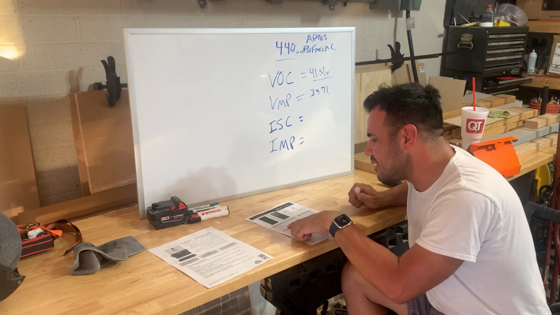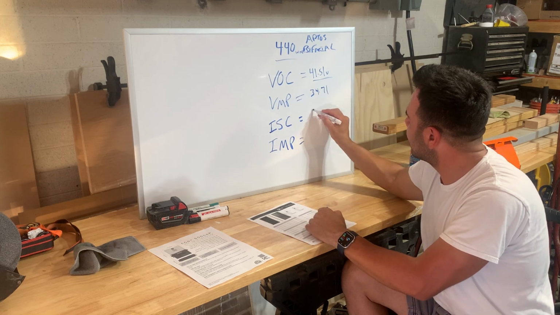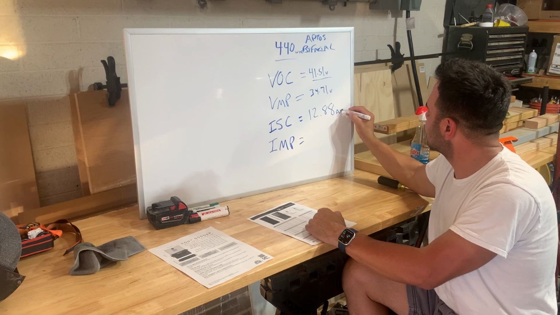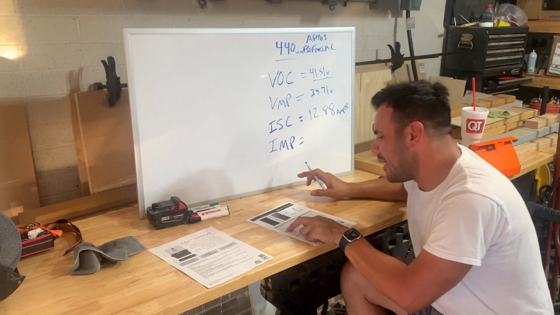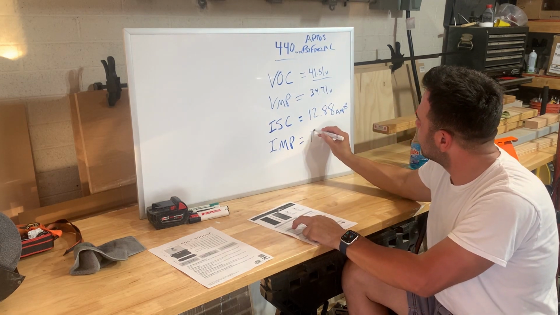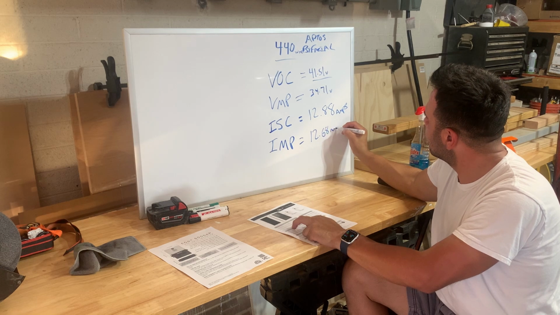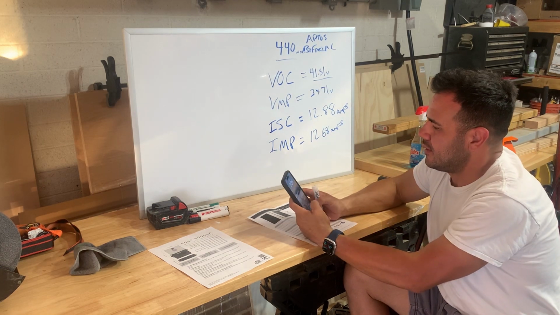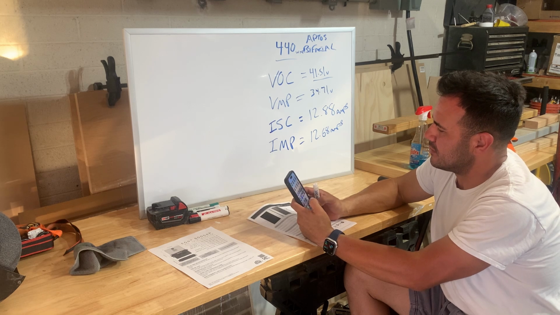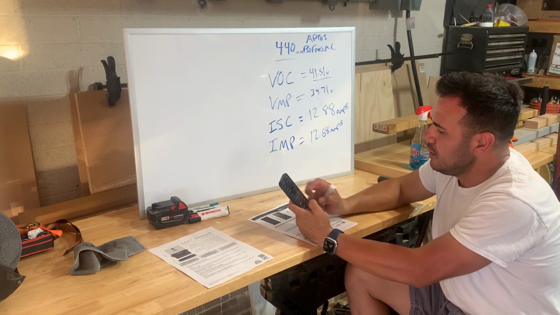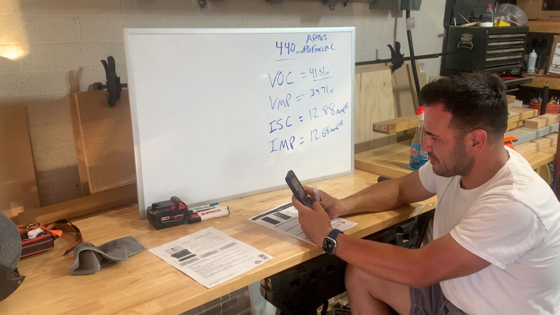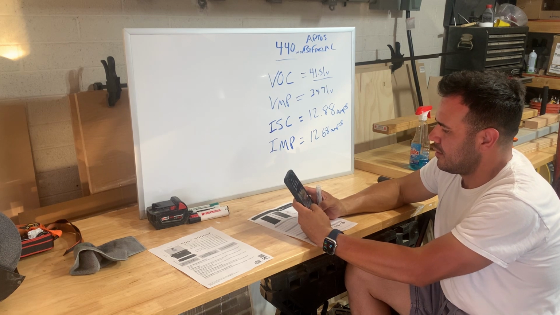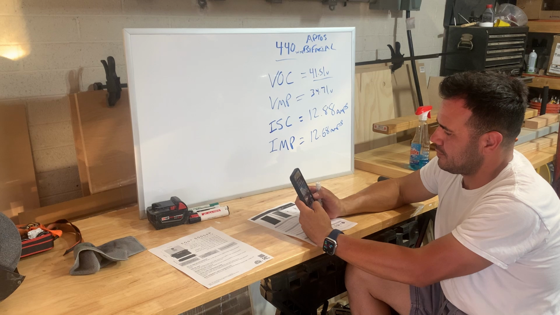And the ISC is 12.88. This is volts, this is amps. And the IMP is 12.68 amps. Let's find out exactly what ISC means and what IMP means. And I'm just gonna literally ask ChatGPT what that means, ISC and IMP.